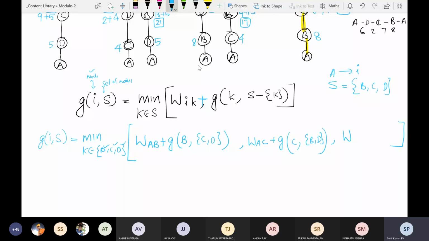W, I is fixed A. What is K now? K is fixed as D. So D plus cost function recursively called G of D, and S minus D. What is S? S is BCD. From that D is removed, so set BC. Okay. This is how you can take it. So the minimum of this, this and this. This is how the formula is expanded the first time.